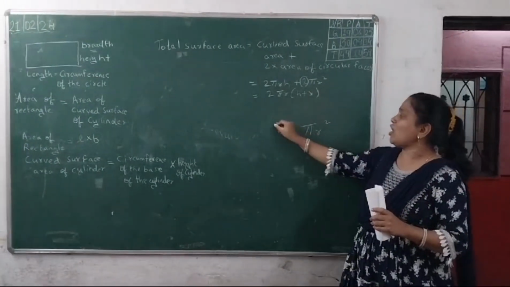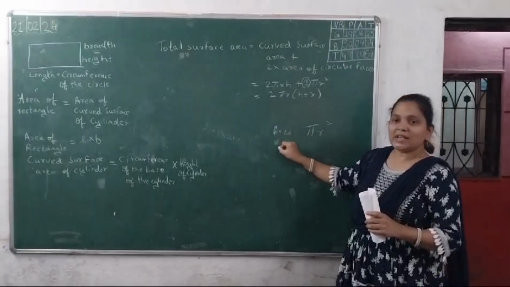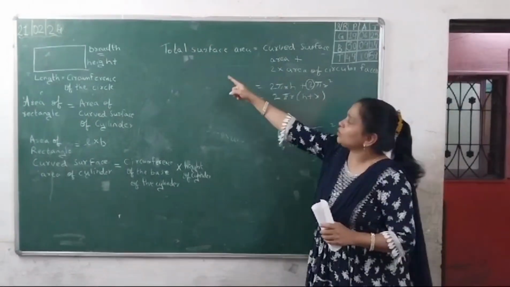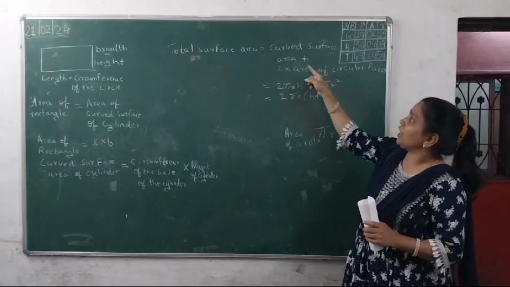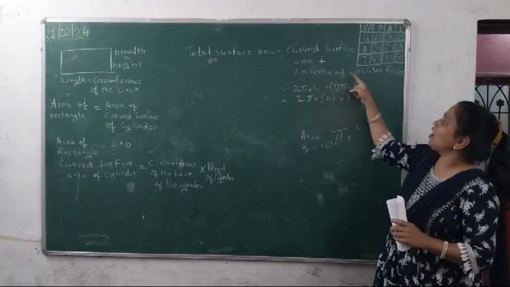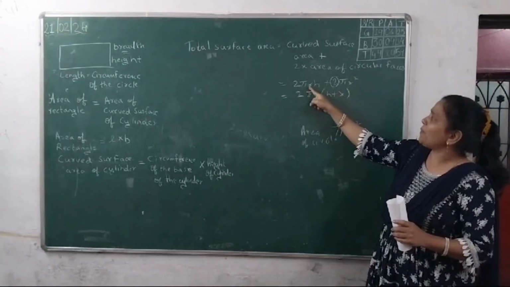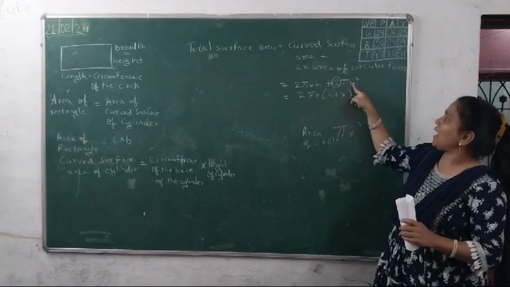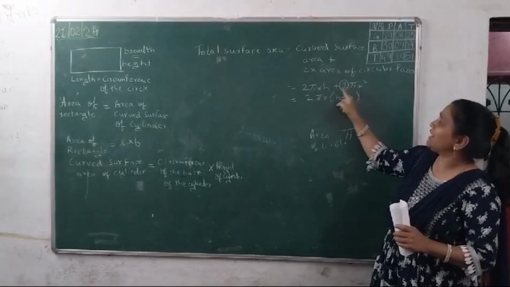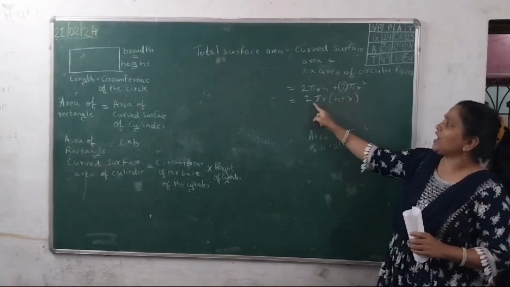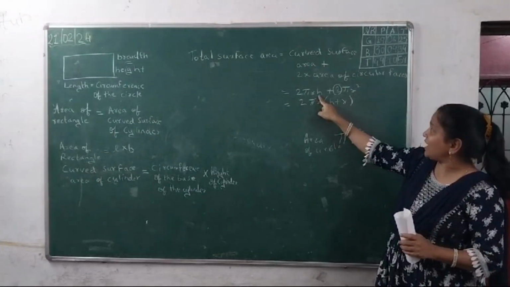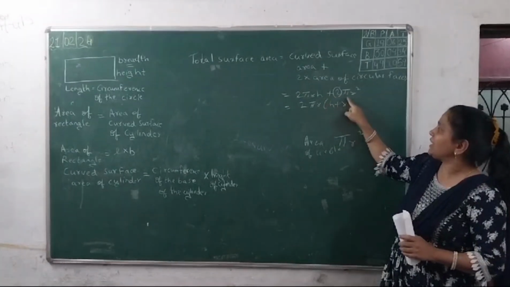Pi r square is the area of a circle. So this is how we have derived the formula that the total surface area of a cylindrical shape is the curved surface area plus the area of the circles. That is 2 pi r h plus 2 pi r square. As you can see, pi and pi are common on both sides, and r is also common. So we have taken 2 pi r outside, and what is uncommon, that is h and r, we have taken inside the bracket.